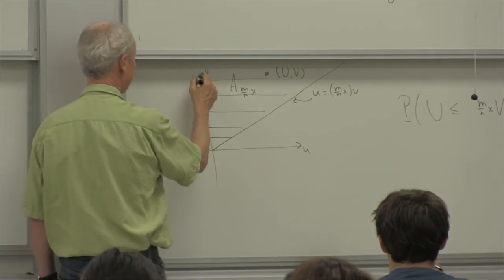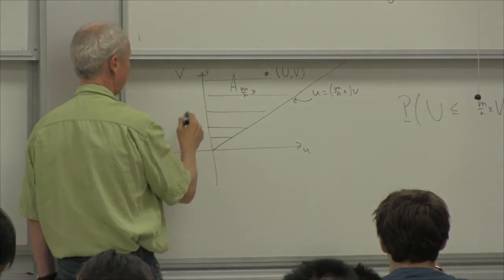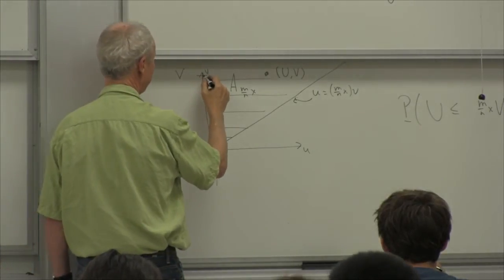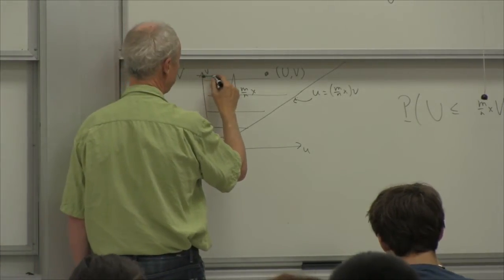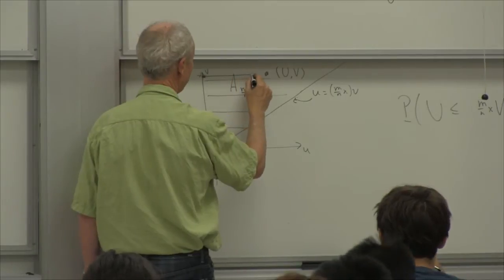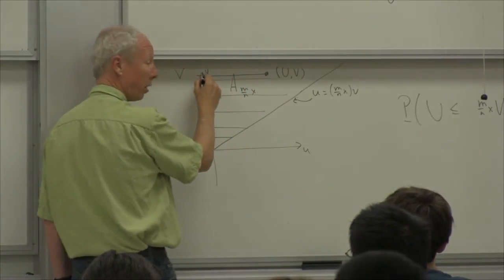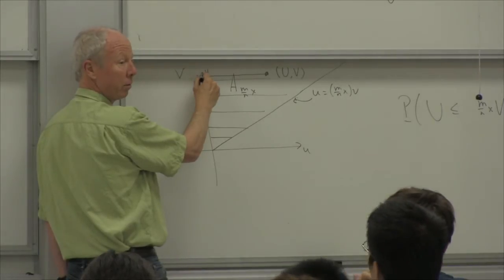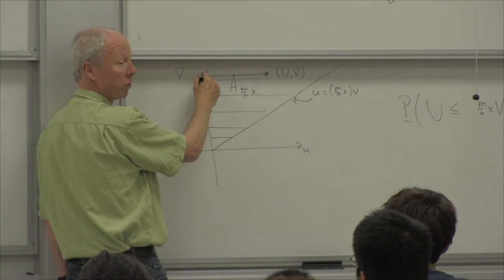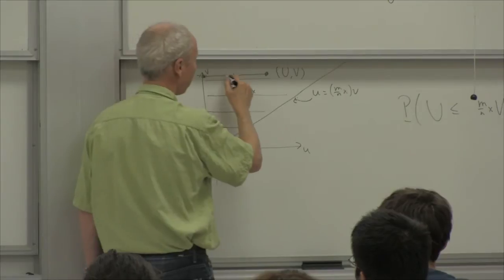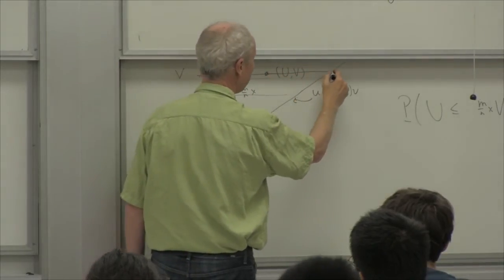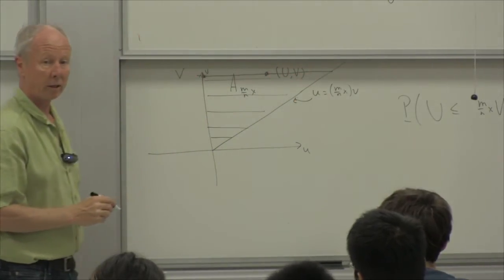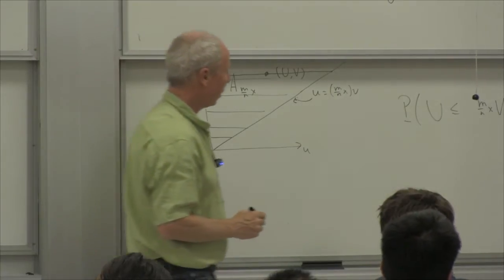Here's the fixed value of v. If I go along this line here, horizontal line with constant y coordinate v, when I start out here, is u bigger than m over n x v or smaller? When u is 0, it's smaller, and it's smaller all the way up until I get to that line there. Okay, so this is the right region.